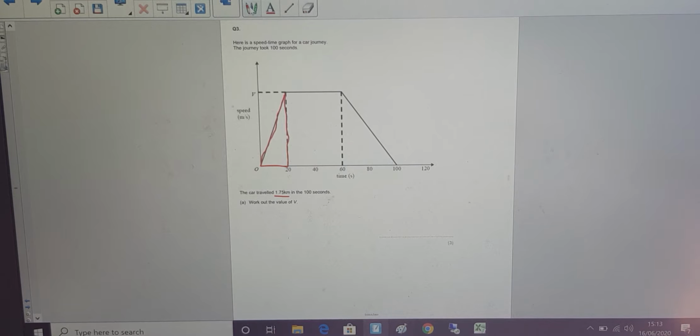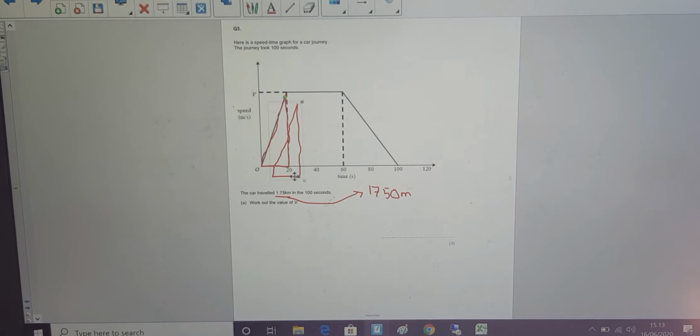My first thing I'm going to do though is, my speed is in meters per second, so I need to change this kilometers into meters. There's 1,000 meters in a kilometer. This is the same as 1750 meters. Right, now coming back to what I said.